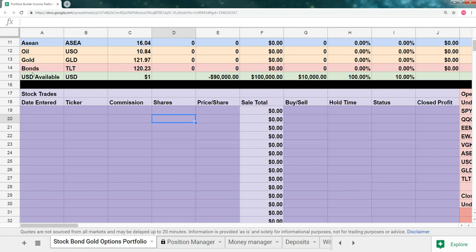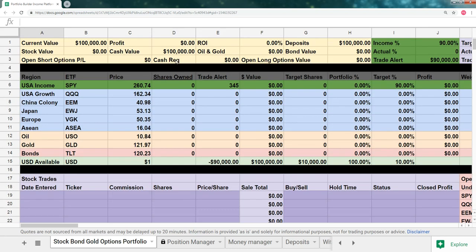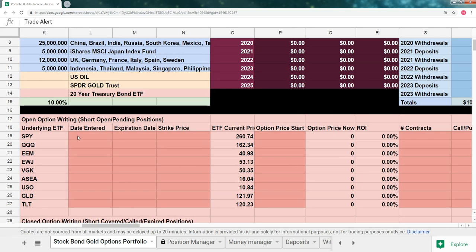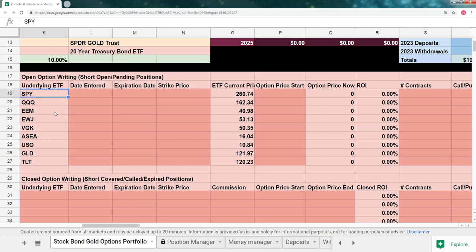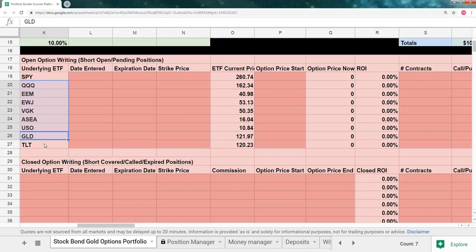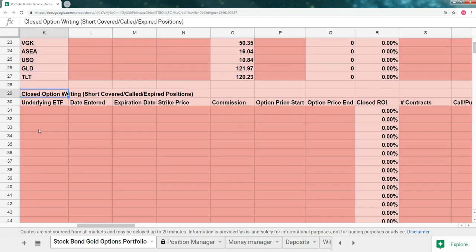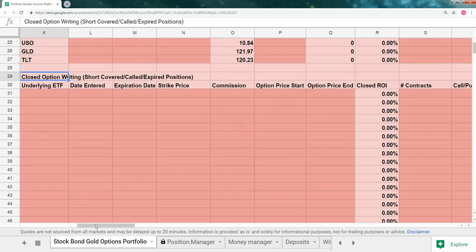Now if we scroll down here in the purple area, this is where we keep track of buying and selling our stock shares, which will automatically funnel up here and tell you what to buy and sell. In this area, we write covered calls against our underlying ETFs if the circumstances make sense. Typically that will only be on the TLT and only on the SPY, as we're looking for growth on the underlying assets when we're investing in these other riskier, more volatile ETFs. As the positions close, we can move them over here to the closed option writing section.